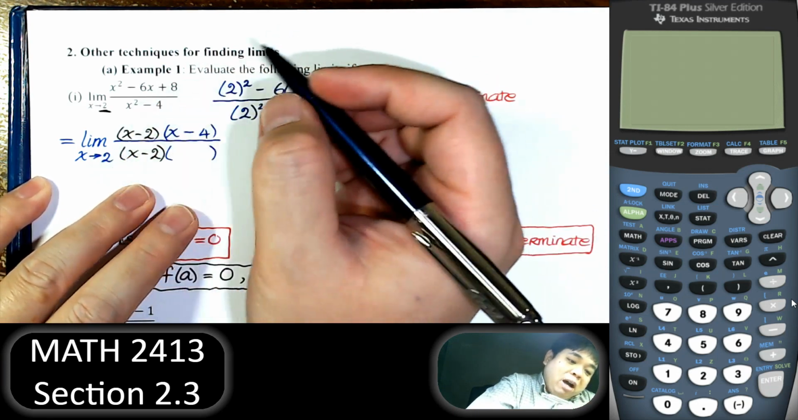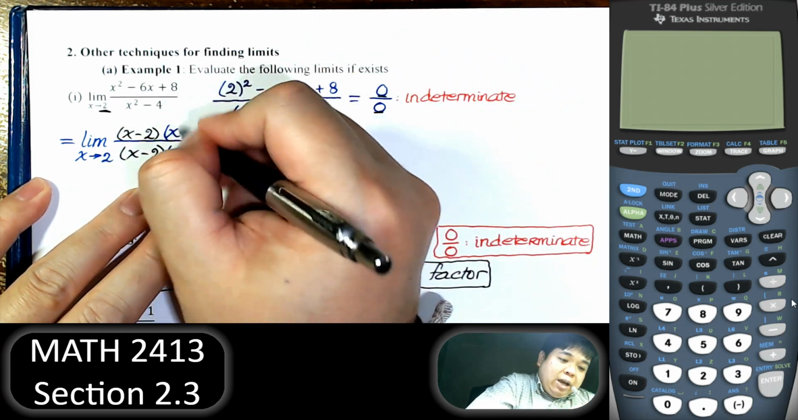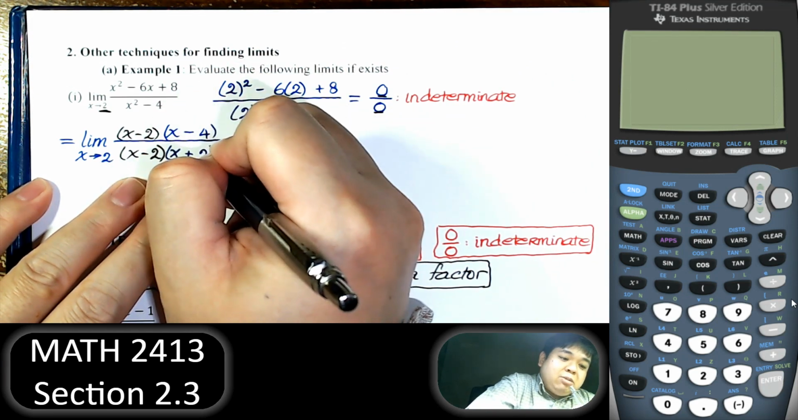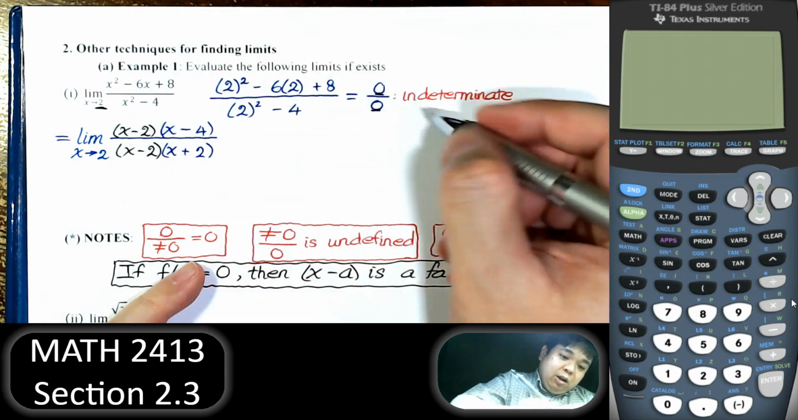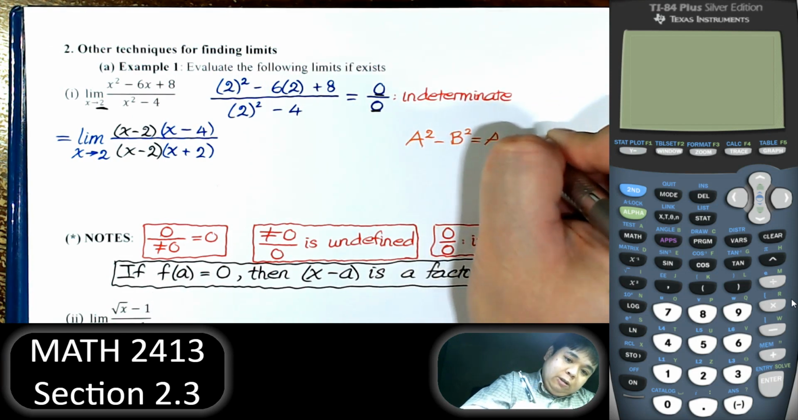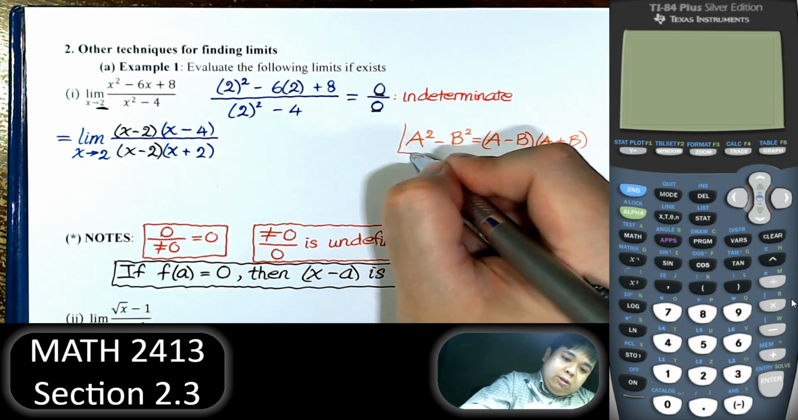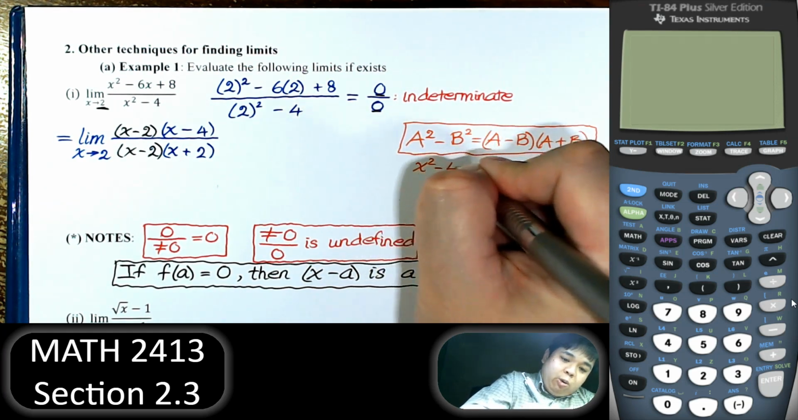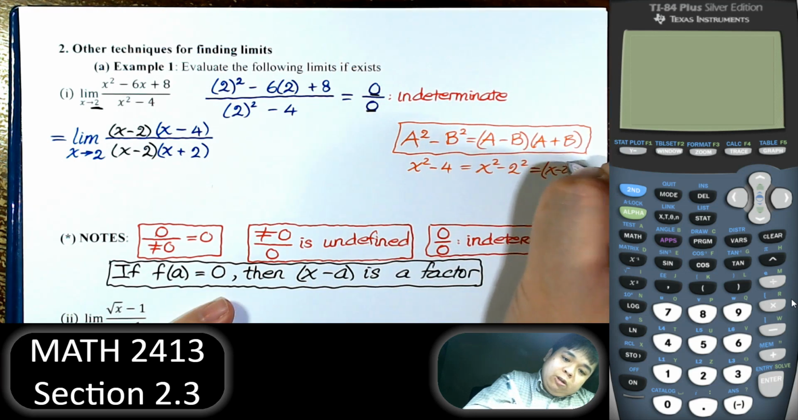For x squared minus 4, we need x times x to get x squared, and we have minus 4, so we need a plus 2, because negative 2 times 2 is negative 4, right? It will also come in handy later on: the difference of two squares. So in this case we have x squared minus 4, which is x squared minus 2 squared, equal to x minus 2 times x plus 2.